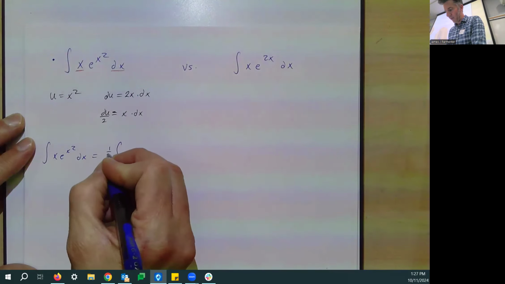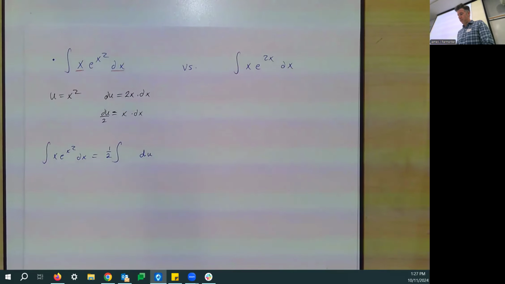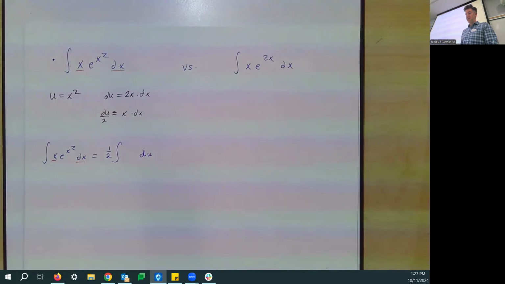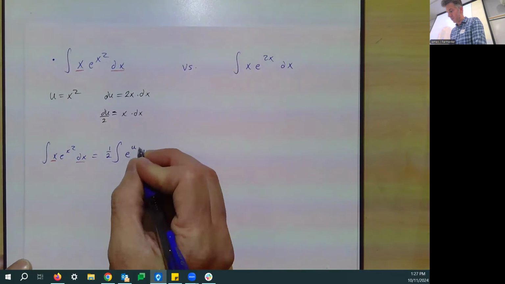I am going to put the 1/2 out in front because that's pretty standard practice. And then I still have to replace, so I'm going to underline the things I replaced. And then I still have to replace the e to the x squared, so that's going to get replaced with e to the u.